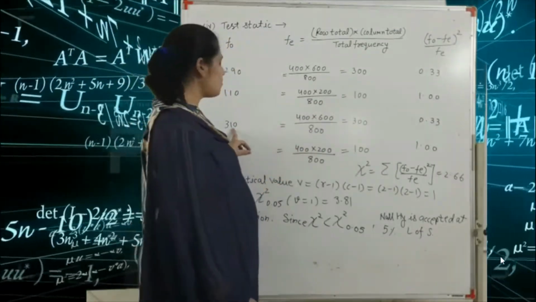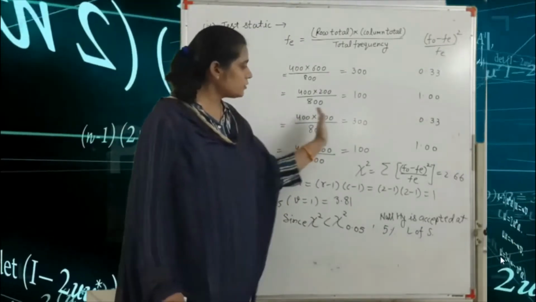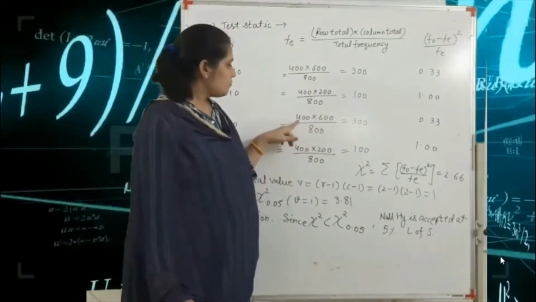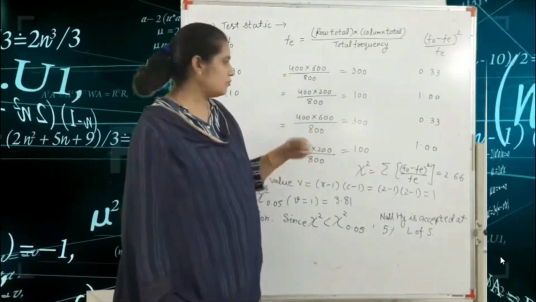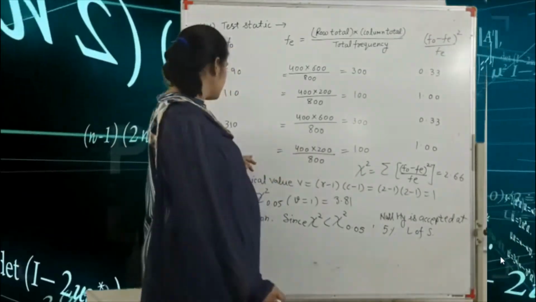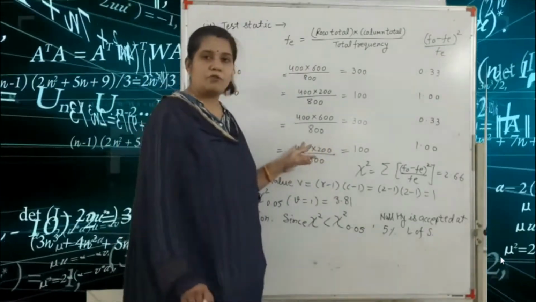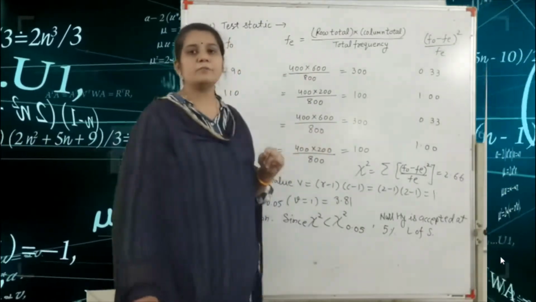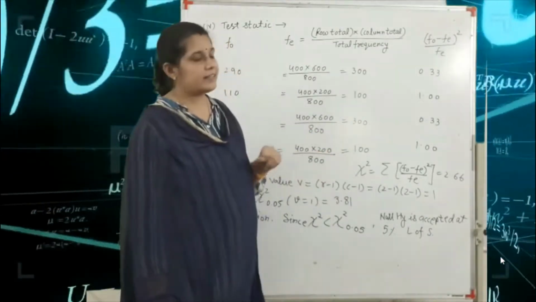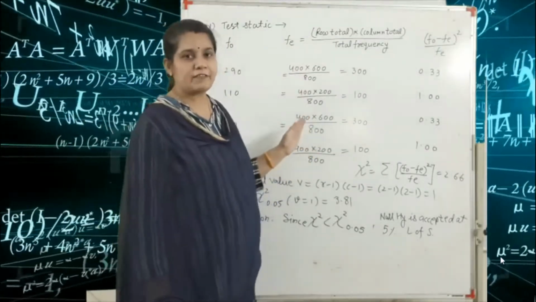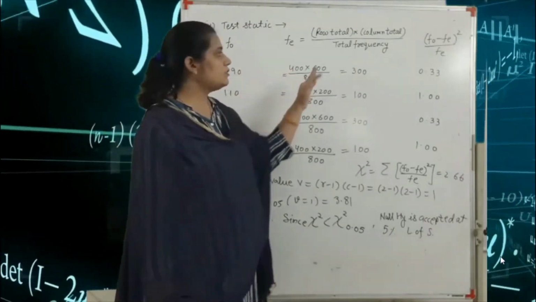Next one is for the 310. According to the row total and the column total, 400 into 600 divided by the total frequency, we get 300. And the last one is for finding the 90. Here the row total is 400 and the column total is 200, divided by the total frequency, which is equal to 100. So this is our expected frequency and this is the observed frequency. Put these two values in your formula.